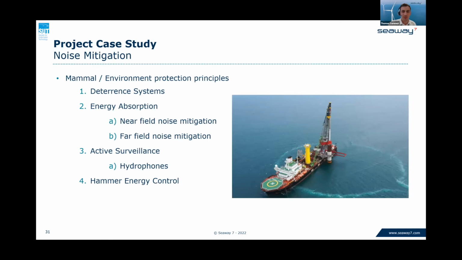For energy absorption, you can see there on the photo a far field bubble curtain, and you also get near field bubble curtains immediately around the monopile. You can also have them used together to increase that energy absorption. Typically, you have vessels installing hydrophones to monitor the noise around the field, and then that feeds back into our energy control, where we limit the amount of energy going through the impact hammer to stop noise levels going any higher.